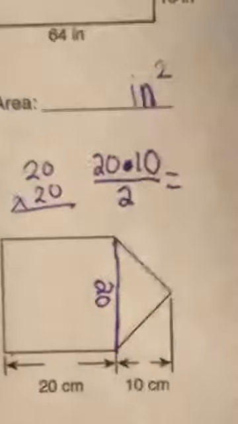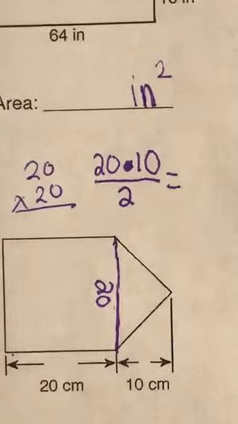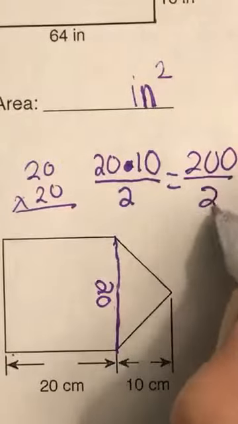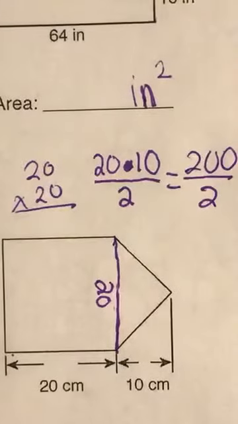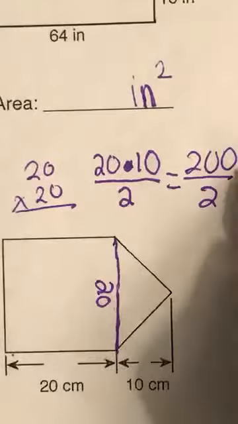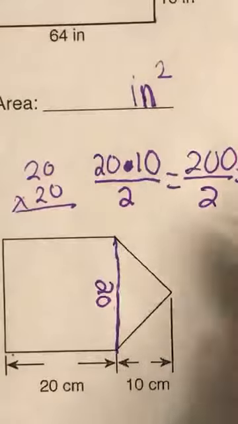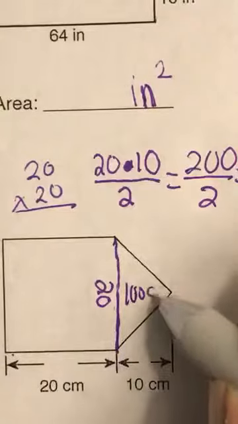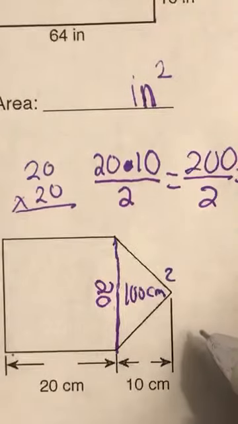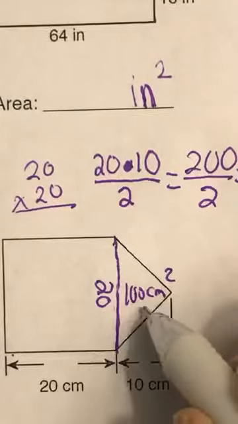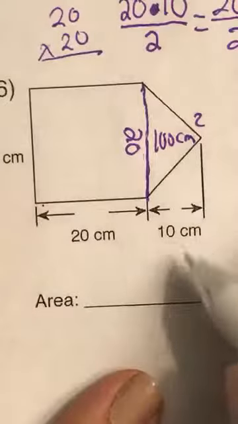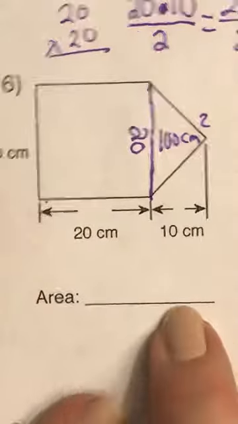20 times 10 is 200, divided by 2 is 100. So the area right here is 100 centimeters squared. I want you to take that 100 and add it to your answer for this area. Then put your final answer underneath and don't forget your centimeters squared. Pause the video and do that now.